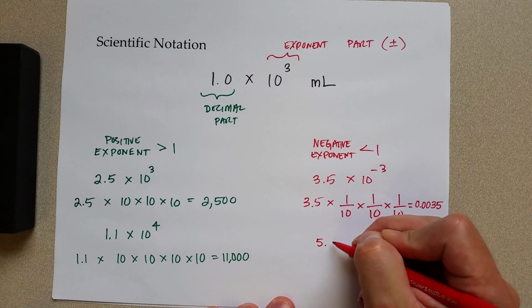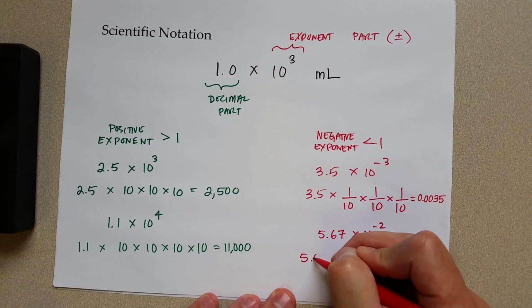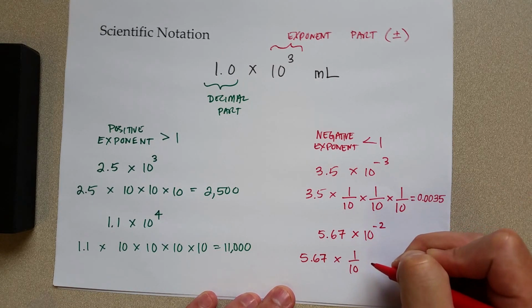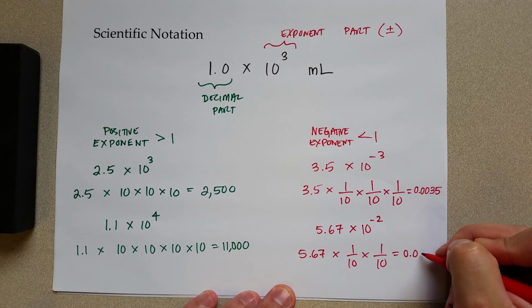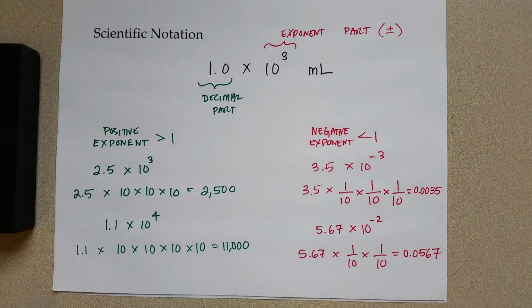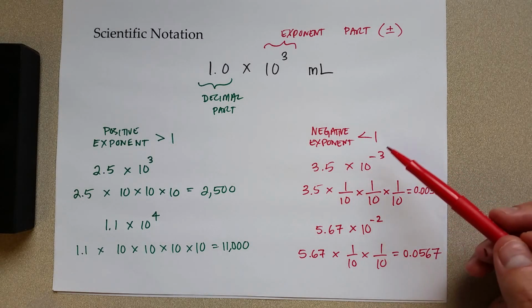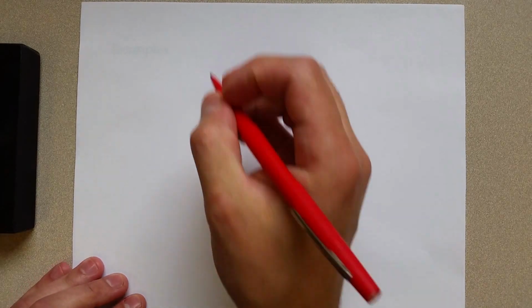If we have a value of 5.67 times 10 to the negative 2, we're going to multiply that 5.67 times 1 over 10 twice, or 0.0567. One thing that we'll have to be able to do is interconvert between those two forms, between scientific notation and standard values. Converting to standard values is pretty easy; you can just use your calculator. But to convert standard values into scientific notation, we can use a couple tricks. Basically, moving the decimal.